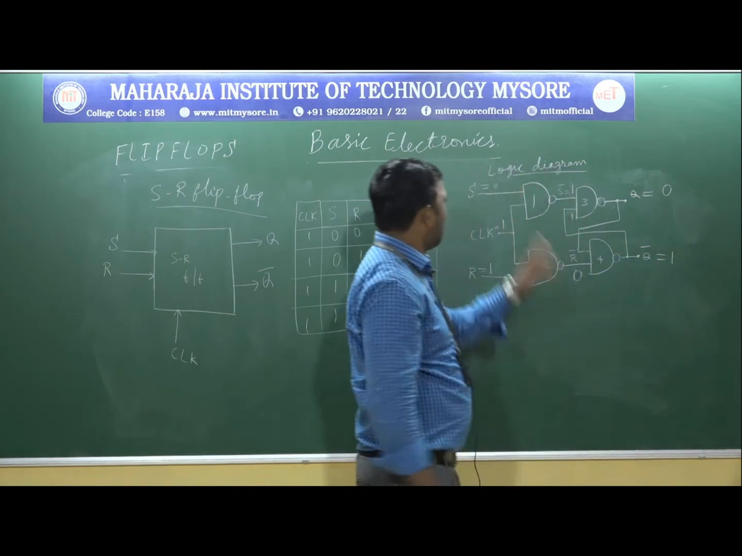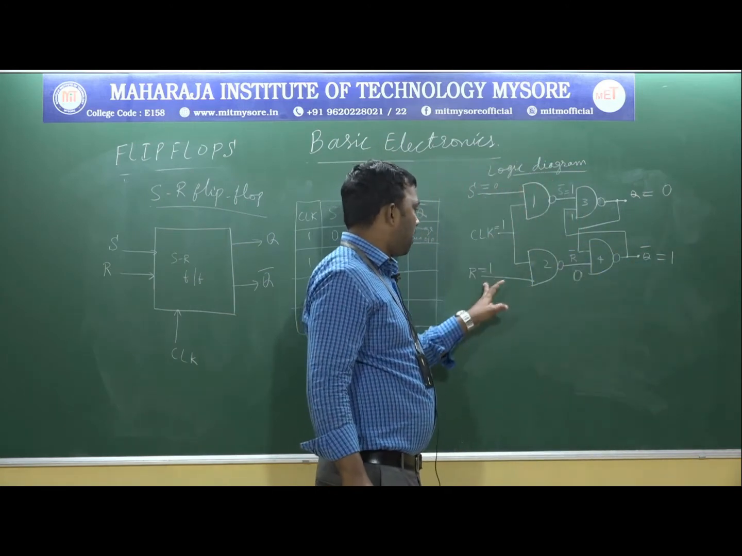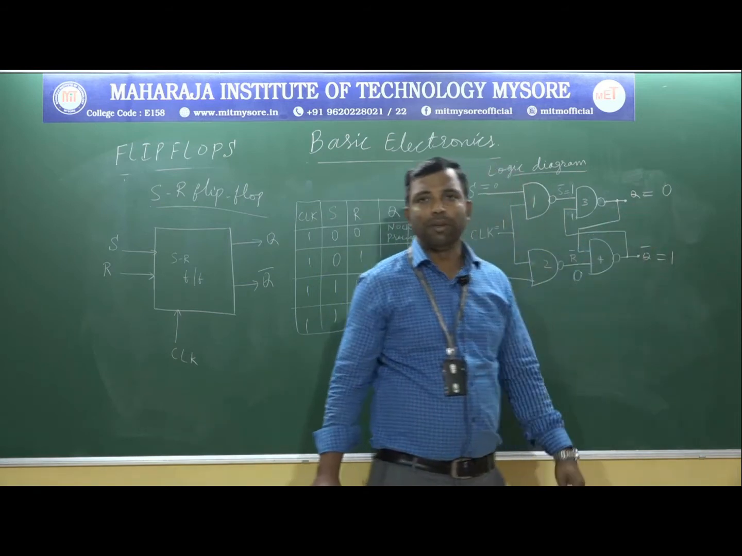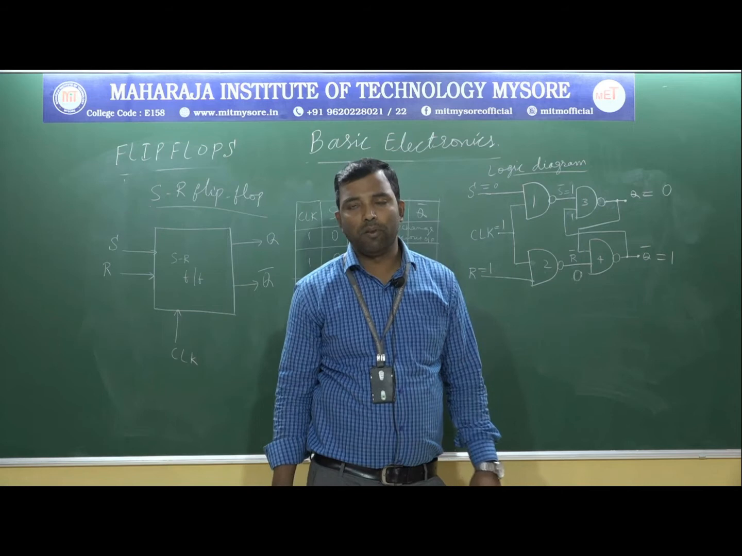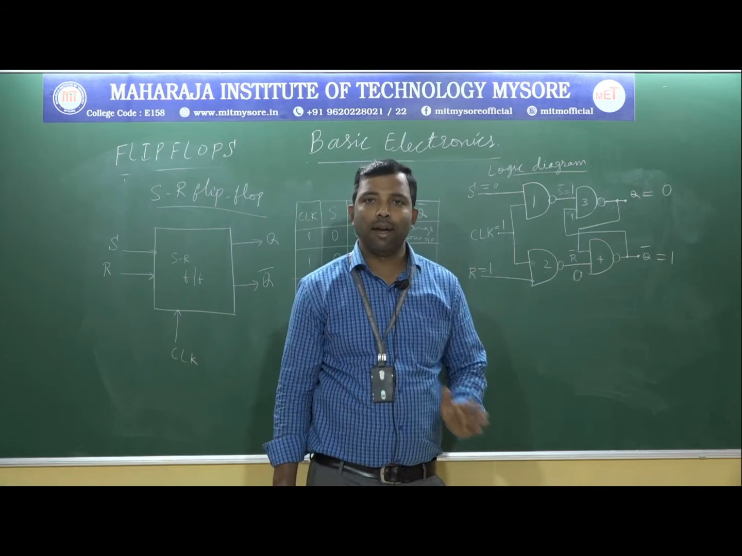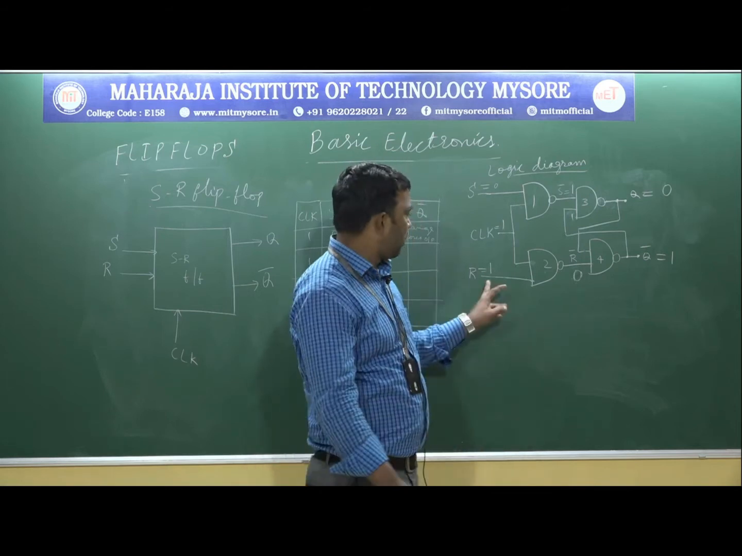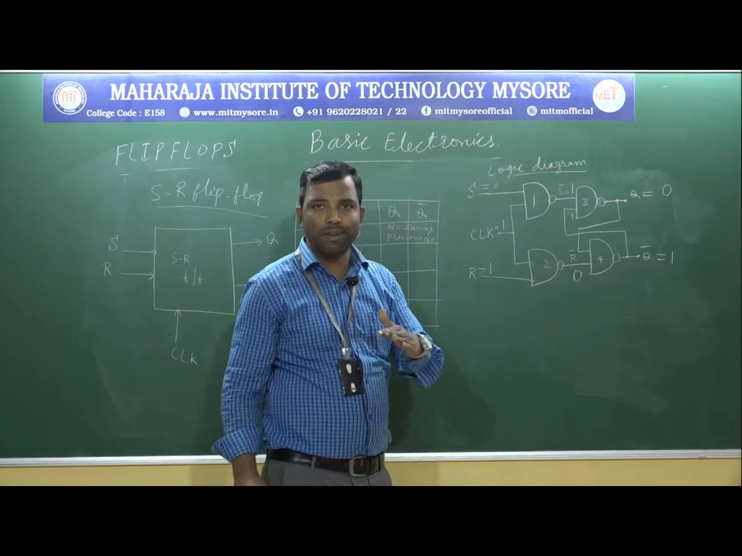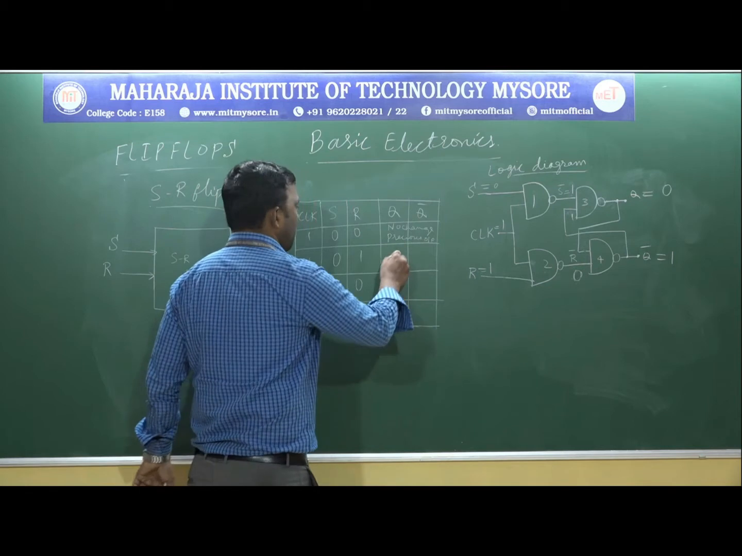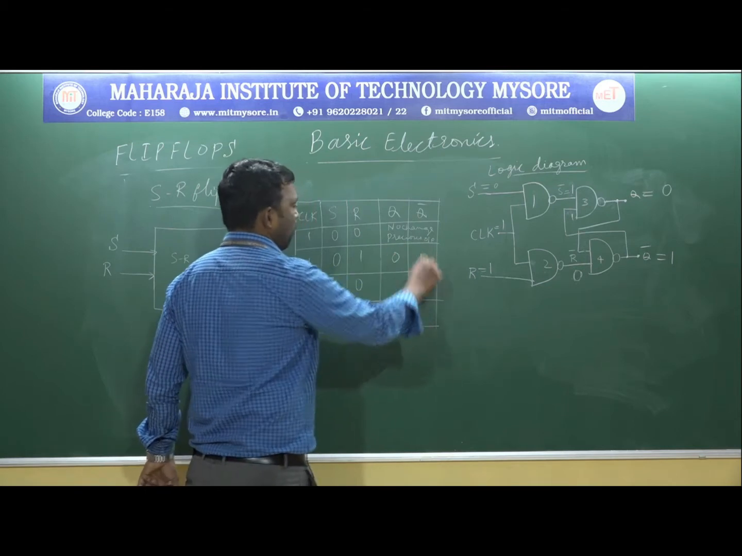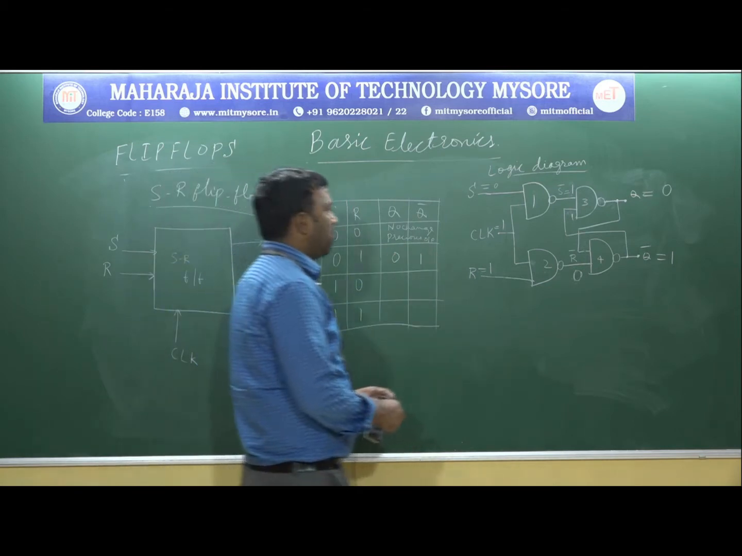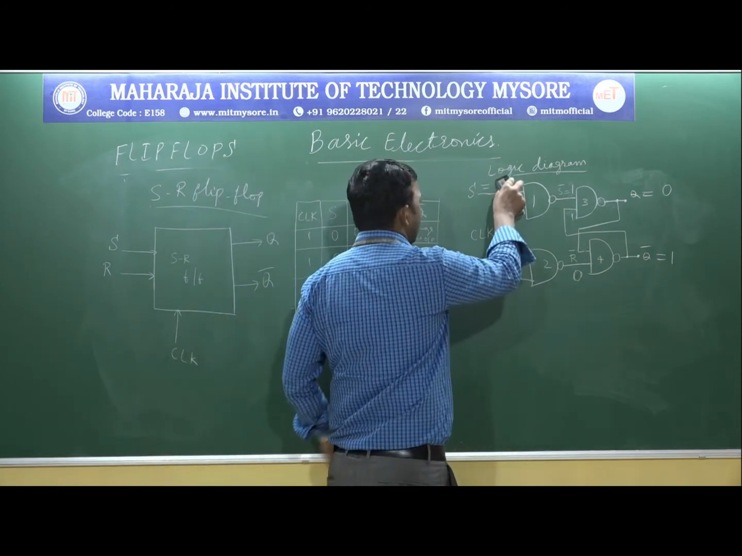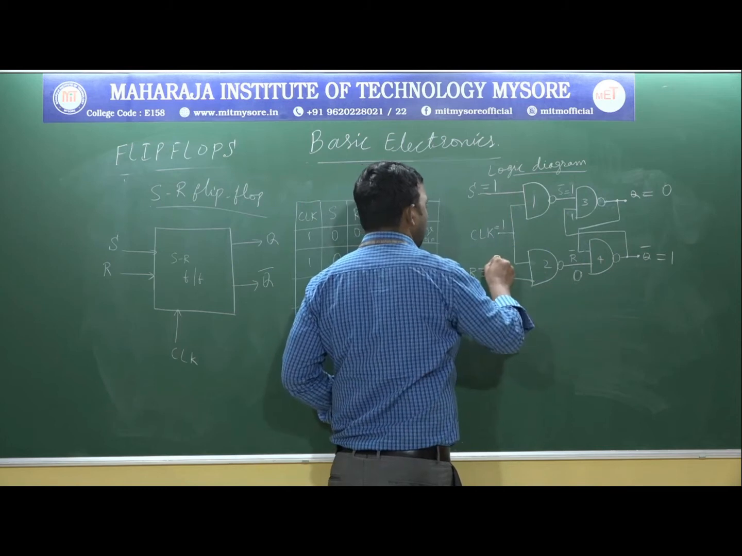Now observe here. S equal to 0, R equal to 1, the output Q is 0 and Q bar is 1. That means the SR flip flop is also called the set and reset flip flop. When R equal to 1, meaning reset equal to 1, the output Q is 0, that means it is reset. So Q equal to 0 and Q bar is 1. Next, we will go for another condition, S equal to 1, R equal to 0.